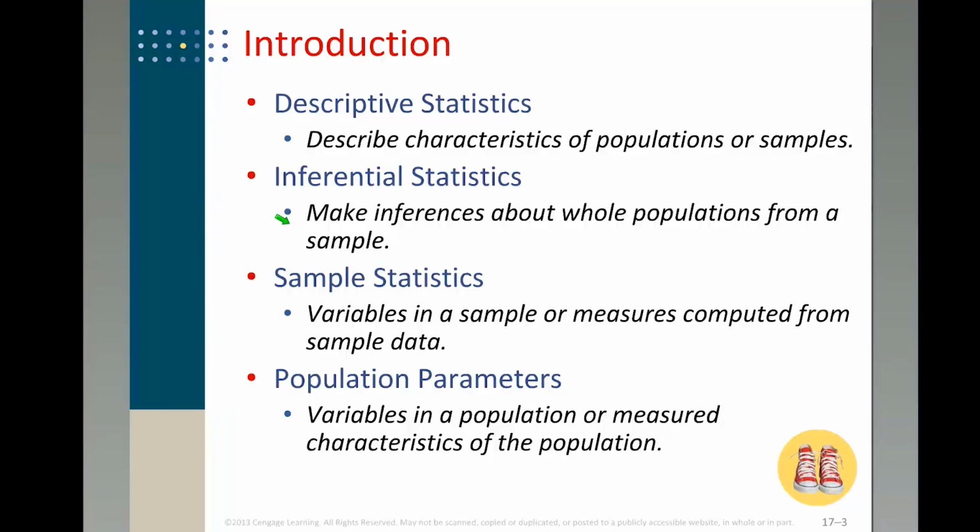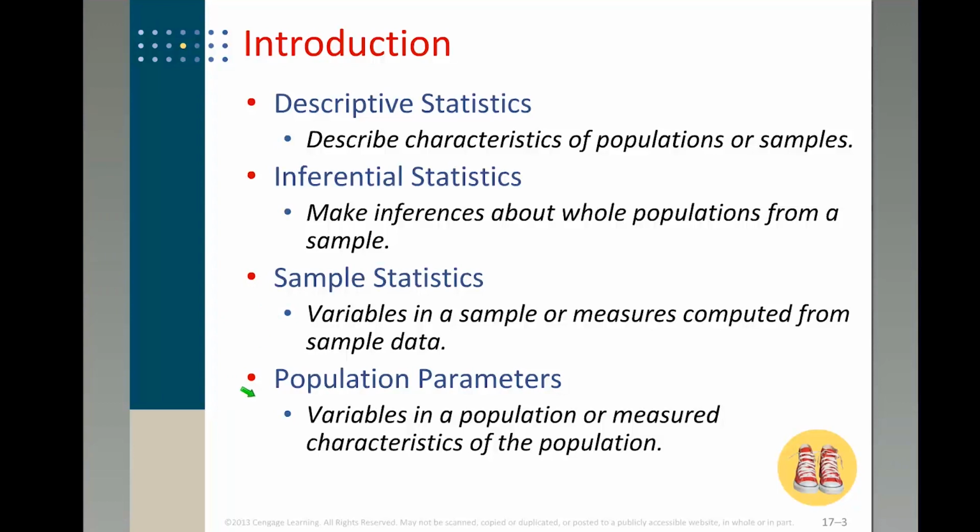Now, since we are looking at the relationship between sample and population, we're going to have two terms for them. We have sample statistics. This is a variable in the sample or measures computed from sample data. For example, if we got a sample and we calculate the average of the sample, that is called a sample statistic. It is a measure calculated from the sample data, or it represents one characteristic of the sample.